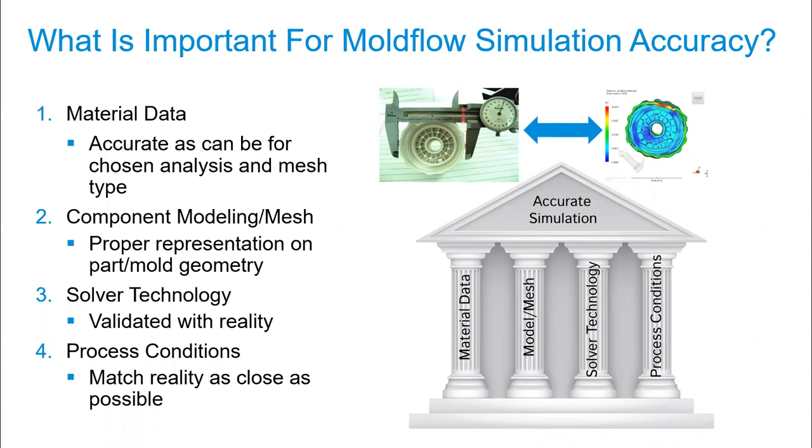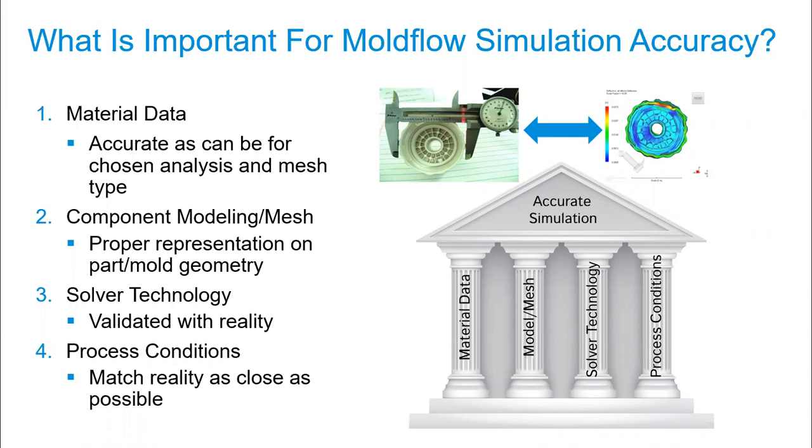Obviously material data needs to be there, and we need to have that material data accurate based on what we choose in terms of an analysis and what we want to get out of the analysis. Then the component modeling: the model that you bring in, the part, the mold, the tool, the runner system, how many cavities, those types of things all need to be put in as well. And then what mesh type you choose is very important. You need to represent what we're doing in reality with the proper mesh type.